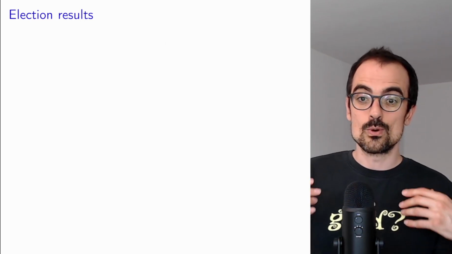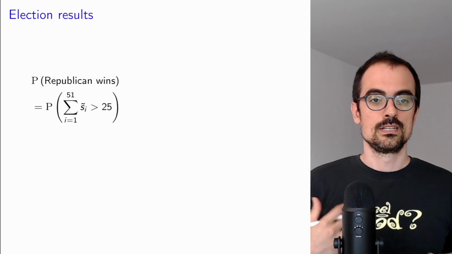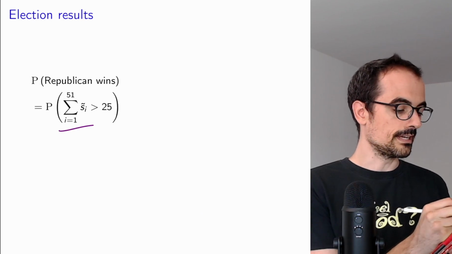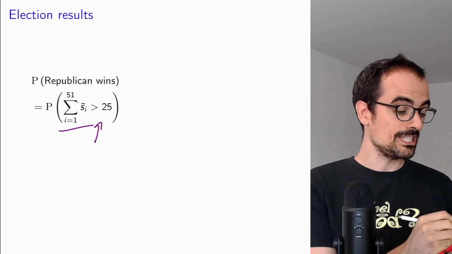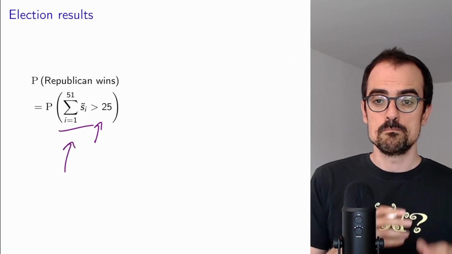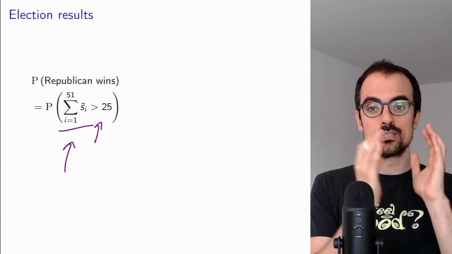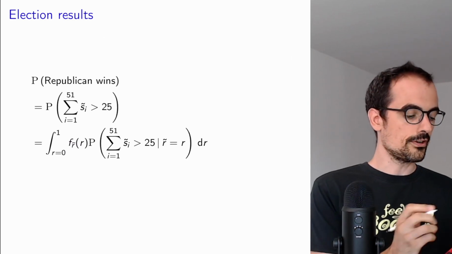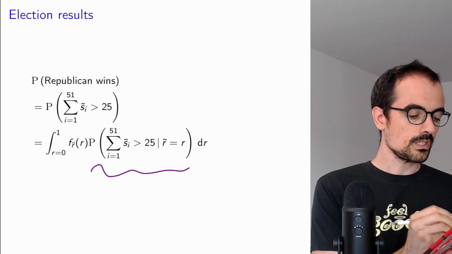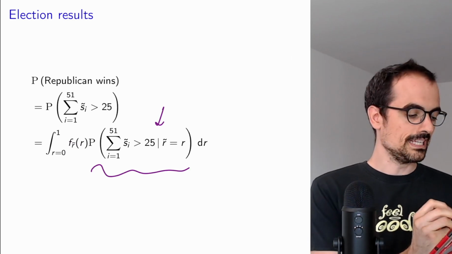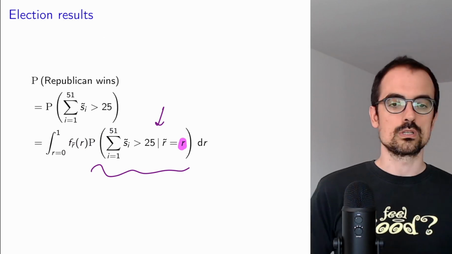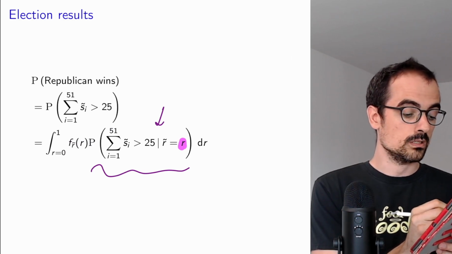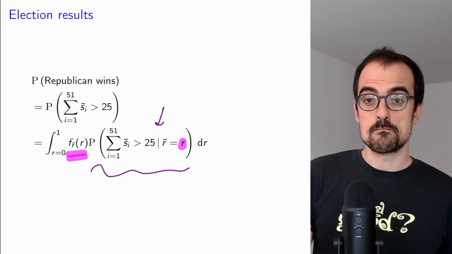But now let's see how we are going to forecast the whole election. We want the probability that the sum of all the states is greater than 25. Now this sum is no longer a binomial because each of the states are not independent Bernoulli random variables. So instead, we have to consider the conditional probability that this sum is greater than 25, given that the rural turnout is fixed at R, and then we have to integrate this over all the possible rural turnouts, weighting them by the density.